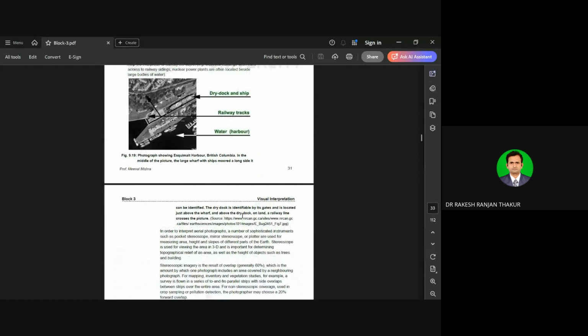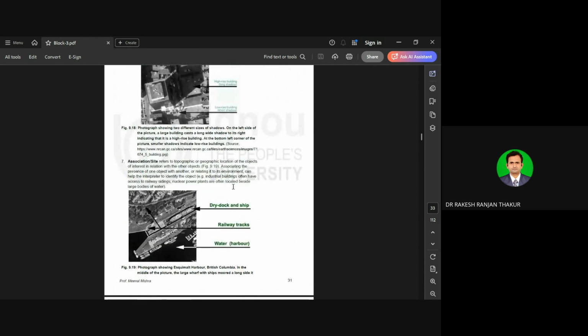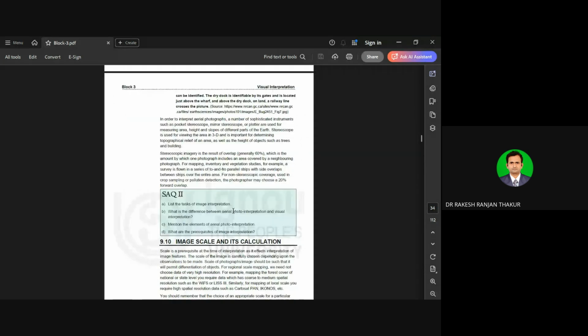So I have tried to discuss with you guys some of the very important topics, that is your image interpretation keys. In that we have discussed tone, texture, color, association, shadow, and all. So up to here, if you have something that you would like to discuss with me, please, it is open for all of you. You can take part in the discussion, and then we can also go forward, right?